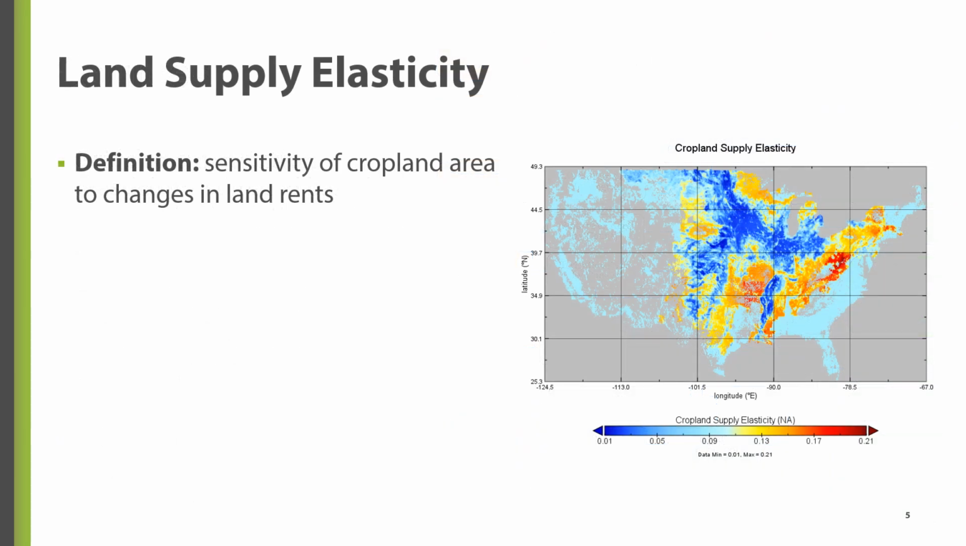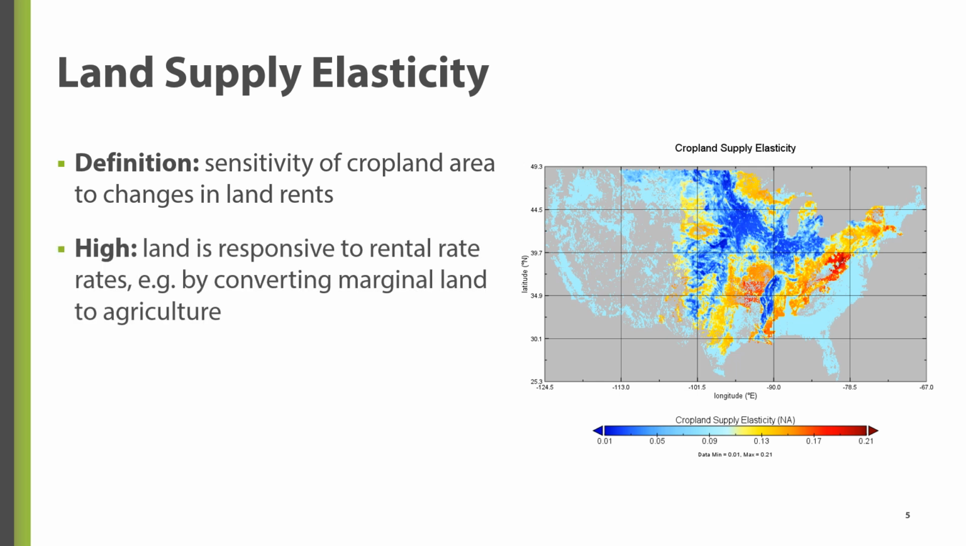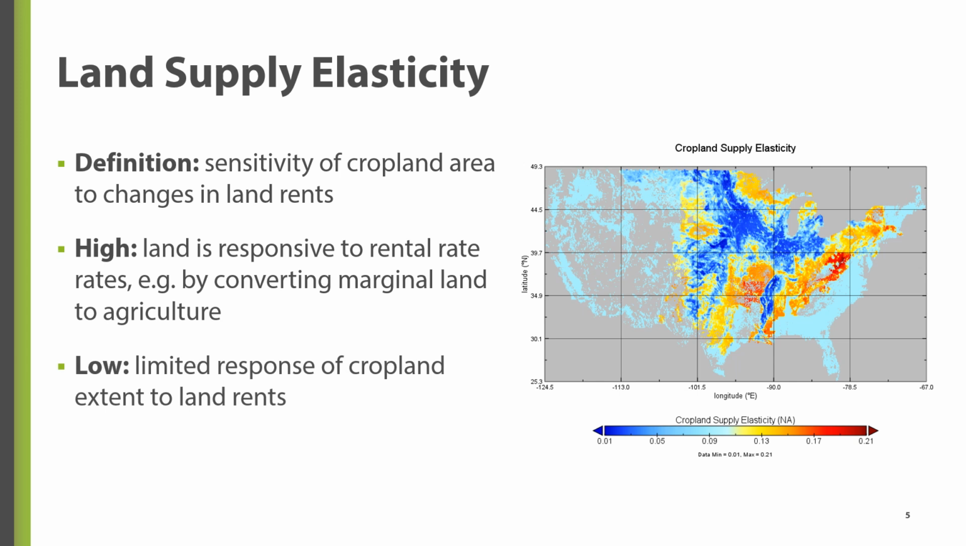The land supply elasticity reflects the sensitivity of cropland area to changes in land rents and tells us how much the supply of land can adjust in response to markets. If the elasticity is high, it indicates that land is responsive to rental rates, for example by converting marginal land to agriculture. A low elasticity signifies limited options for increasing land area and unwillingness to reduce the cropland extent, which could be due to geographical constraints, regulations, or high non-cash benefits of cropland.